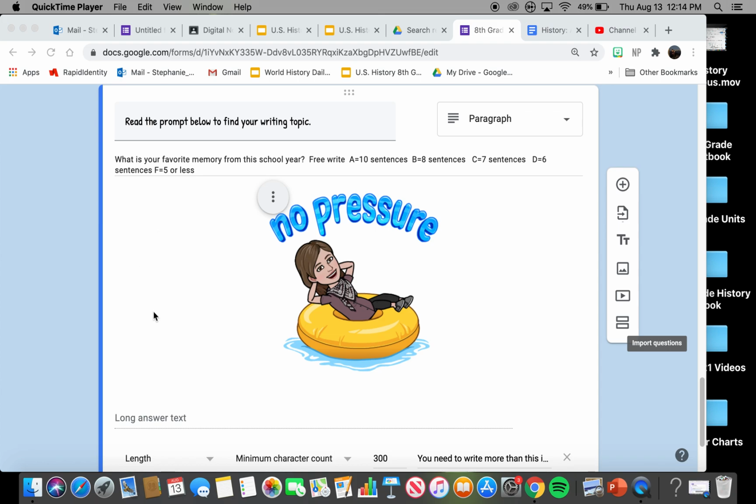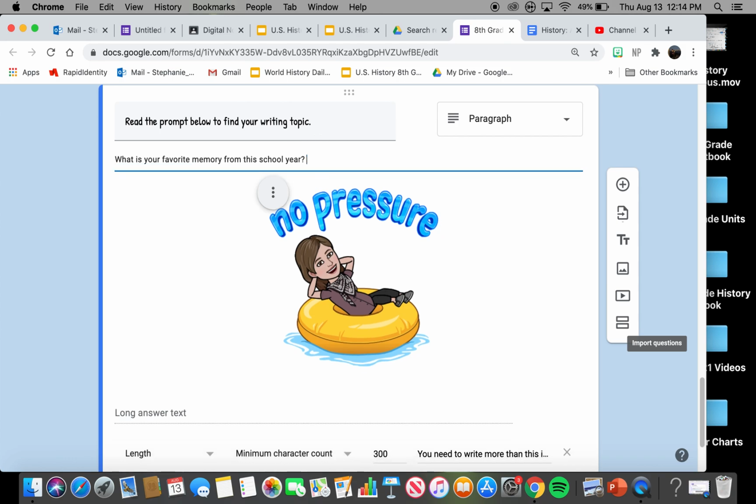And then you'll have your writing topic. So it'll say, for instance, this one is, what's your favorite memory from the school year? Because this is the last one they did. It tells you right here, you guys, it is a free write kind of thing. So if it asks you a question, it means that's your topic and that's what you're answering. If it says free write, it means that you can write whatever you want. But for this one, it's asking a specific question. What is your favorite memory from this school year?